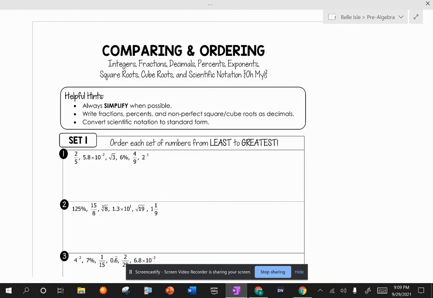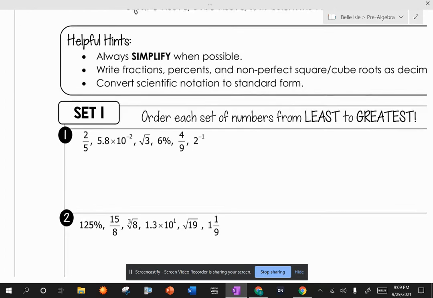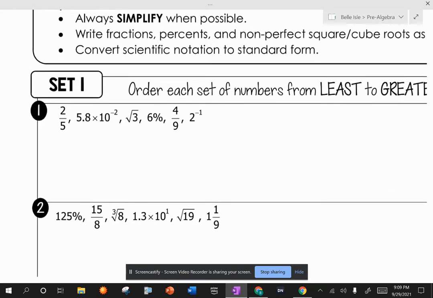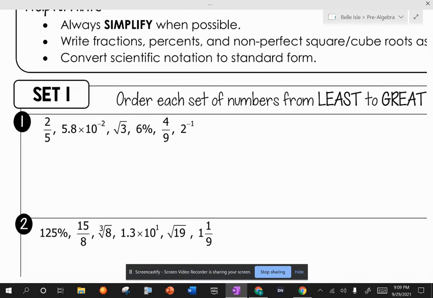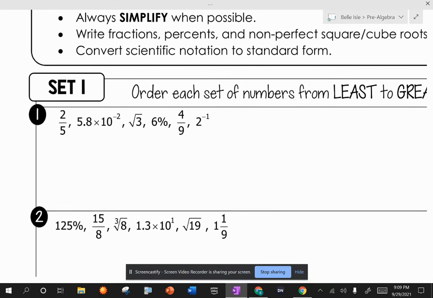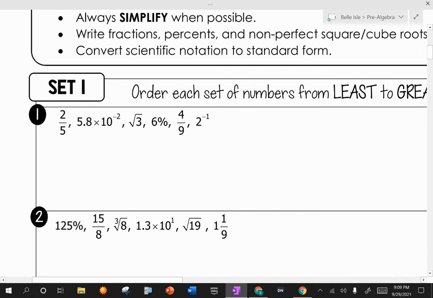A couple of helpful things to keep in mind: always simplify when you can. Write fractions, percents, and non-perfect square cube roots as decimals, and convert scientific notation to standard form. So that's what I'm going to do first. I'm going to go through each one of these and basically turn them into standard form or a decimal, so that they are a little easier to compare.